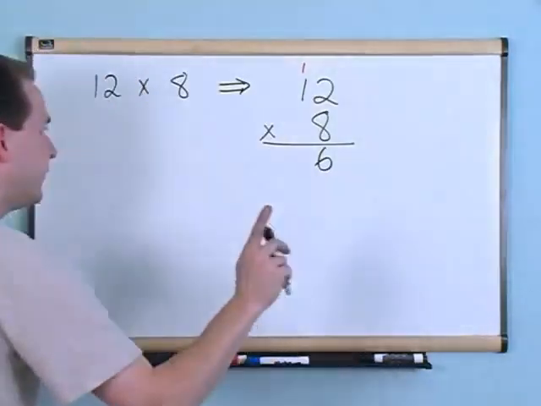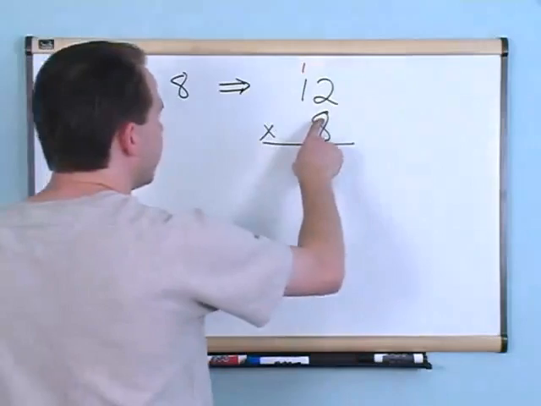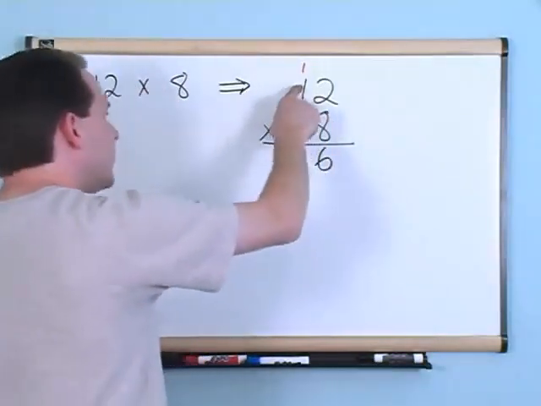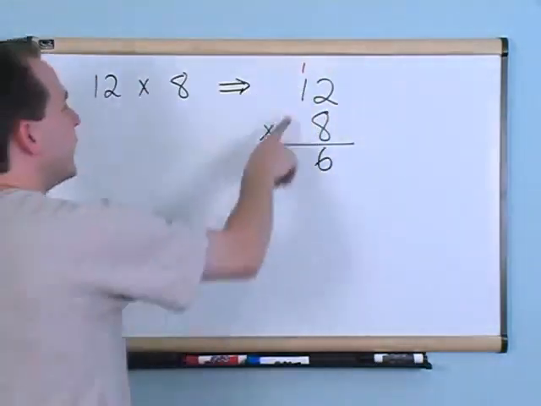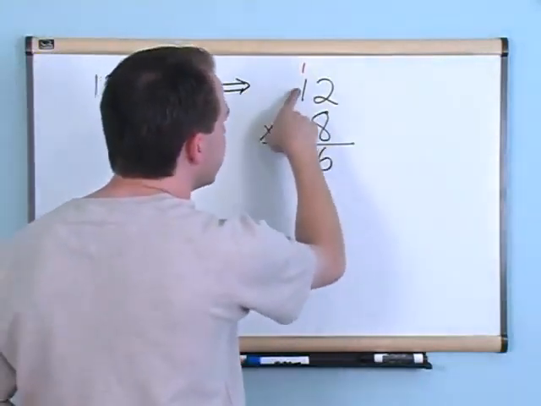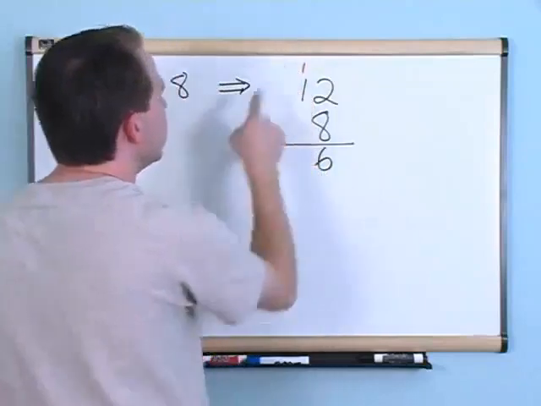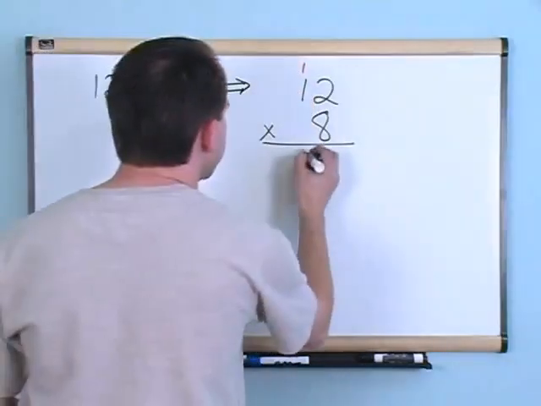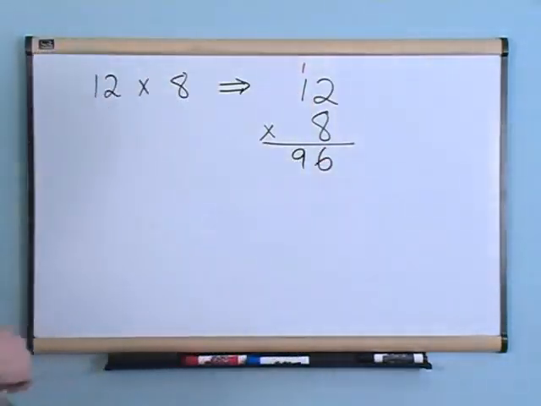Now, pay very close attention to what we're doing here. We're going to do the same thing that we did before. 8 times 1 gives me 8, but there's a 1 here. So what you do is you say 8 times 1 gives me 8, plus this 1 gives me 9. So I'll put a 9 down here. 8 times 12 is 96. That is how you do it.